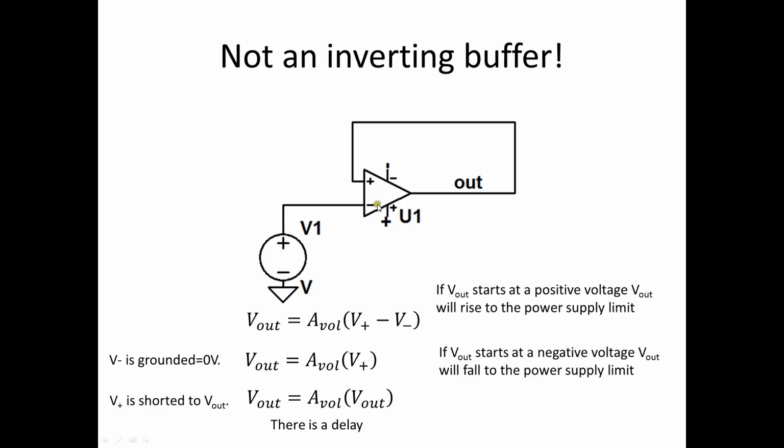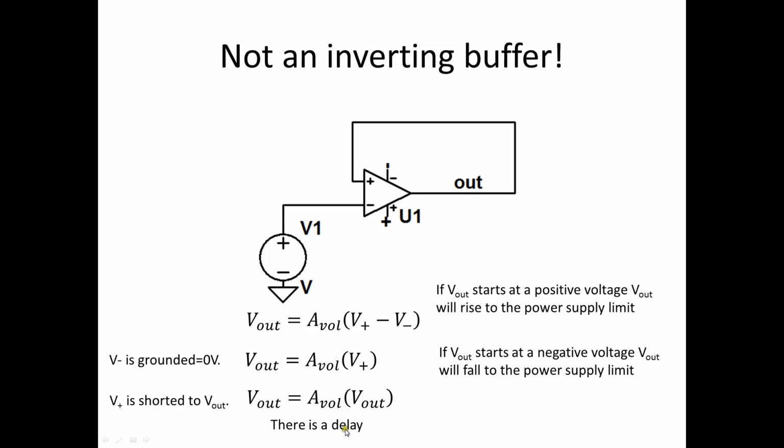We don't really have to get into much analysis, but using this V out equation, V out is the open loop gain times the difference between V positive and V negative. Well, V negative is grounded at 0. Okay. So the open loop gain is just times V positive. But V positive is shorted to V out. And so now I have V out equals the open loop gain times V out, which mathematically doesn't make sense.